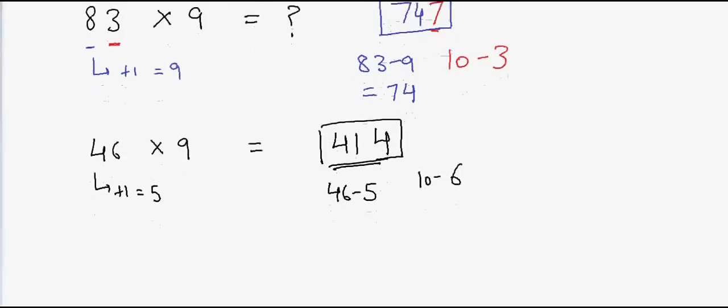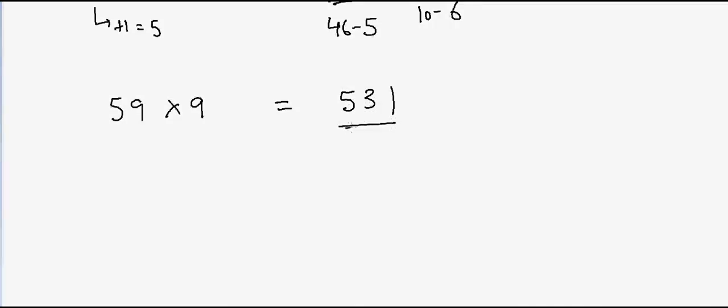Now let's try it faster for some other number. Suppose I have 59 and I want to multiply by 9. In that case, 10 minus 9 is 1. So the last digit is 1, and then 5 plus 1 is 6. 59 minus 6 is 53, so 531. That will be my answer. So you can see that I can do the calculation very fast.